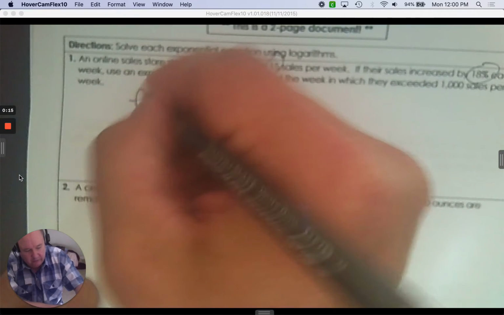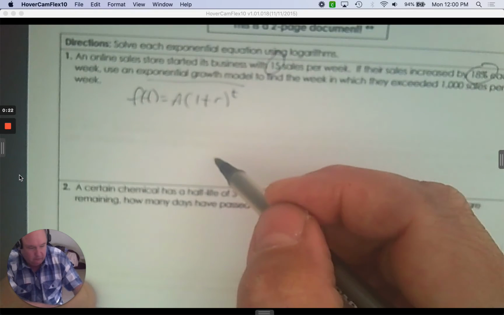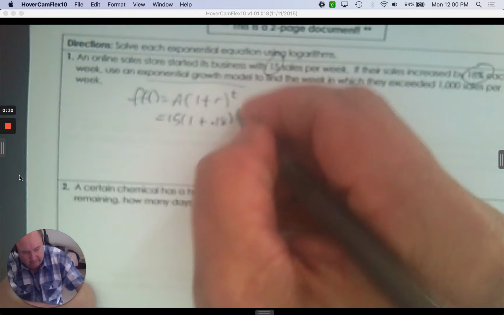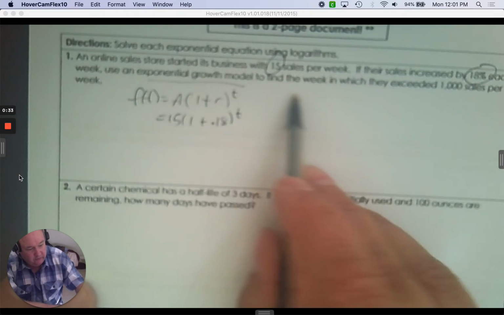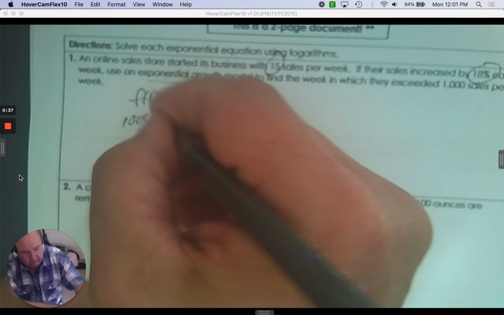So to start with, this is an exponential growth model. And because it's growing, you're adding. And then I just fill in the numbers that I need to. So it starts with 15 sales. It's increasing at 18%, so that's 0.18. And then it says use it to find the week in which they exceeded 1,000 sales. So there it is, right there.